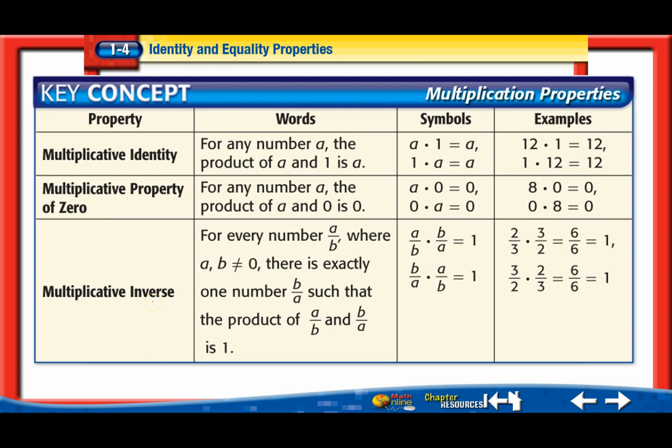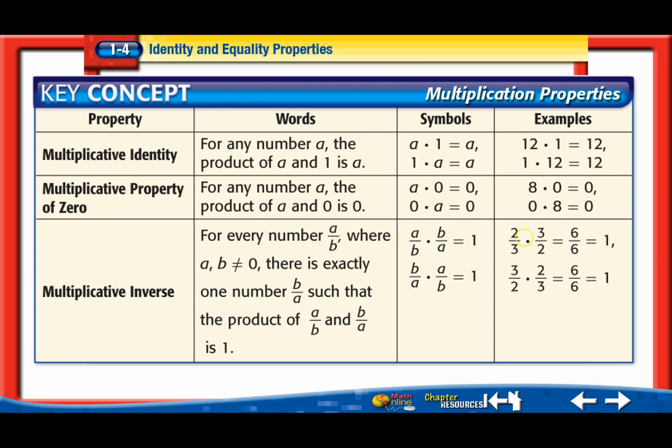Multiplicative inverse. This one is going to be key when you have fractions and algebraic expressions. So for any number a over b, where b can't be 0, there's exactly one number, b over a, the switch of a over b, such that the product of a over b and b over a is 1. So basically, a over b times b over a should equal 1.